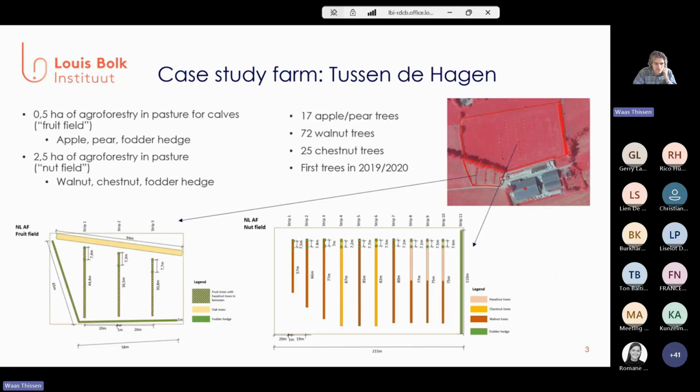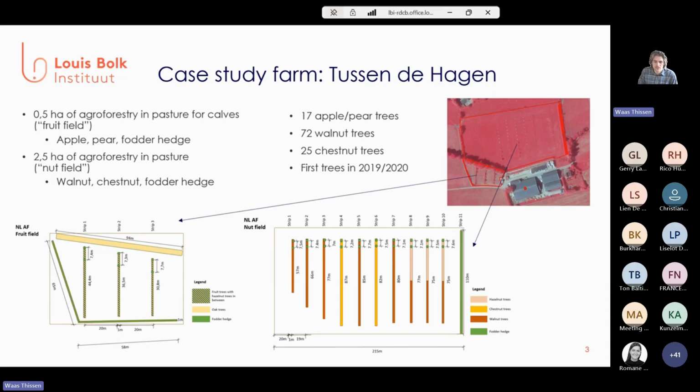So a little bit about the agroforestry system. He started planting trees around 2019, 2020. He started first with 0.5 hectare of agroforestry in his pasture that he uses for the calves. He calls this the fruit field. He has apple, pear, and a little bit of fodder hedge with hornbeam, I believe. And then there's 2.5 hectares of agroforestry mostly with nuts, so walnuts, chestnuts, previously also hazelnuts, but I think a lot of those trees also died.